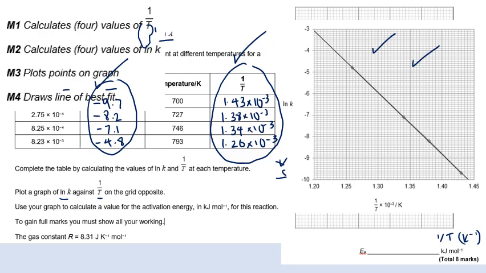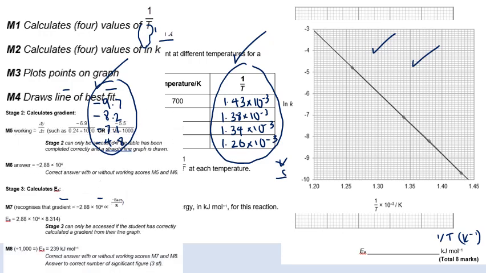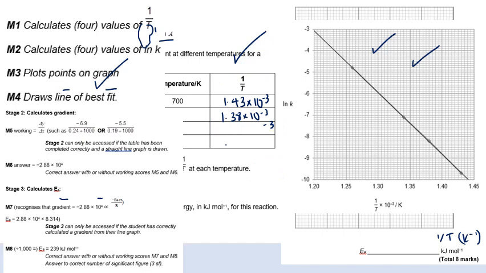Okay. For your next 4 marks though, this requires you realizing or knowing that you're supposed to calculate the gradient at this point. So you need to calculate your gradient. Now they've got their gradient as minus 2.88 times 10 to the 4. So minus 2.88 times 10 to the 4.